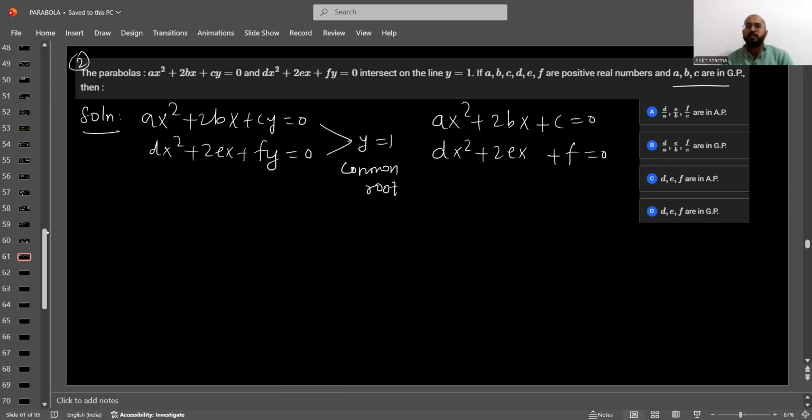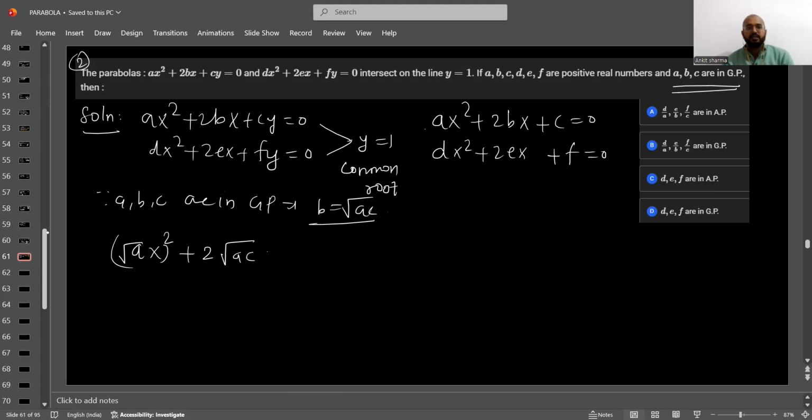In fact, if you notice here, A, B, C are given to be in GP. So since A, B, C are in GP, I can write B is equal to square root of AC. Now if I look at this equation, Ax squared can be written as root A x the whole squared, plus 2B, where B is root of AC, into x, plus root C squared is equal to 0. So now I can write root A x plus root C the whole squared is equal to 0.